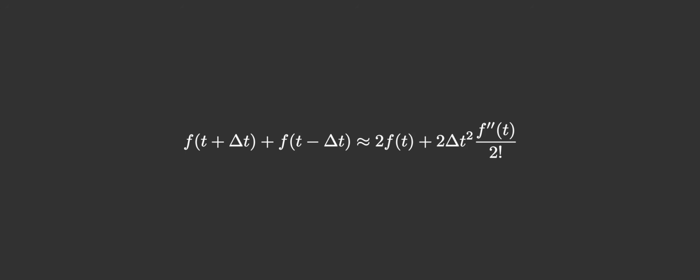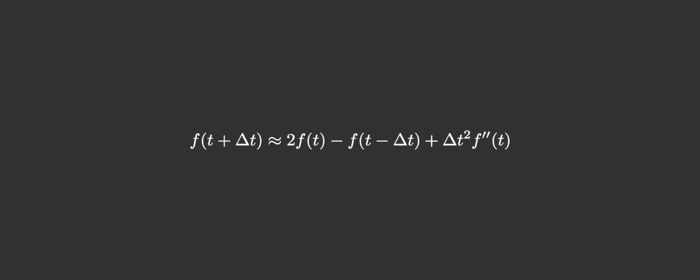Combining what we have here, we get our final result. This equation describes the Verlet integration process. Here, f(t plus delta t) is the position of the object next frame. This is what we want to calculate. f(t) here is the current position. f(t minus delta t) is the position last frame, and f double prime t represents the acceleration of the object.